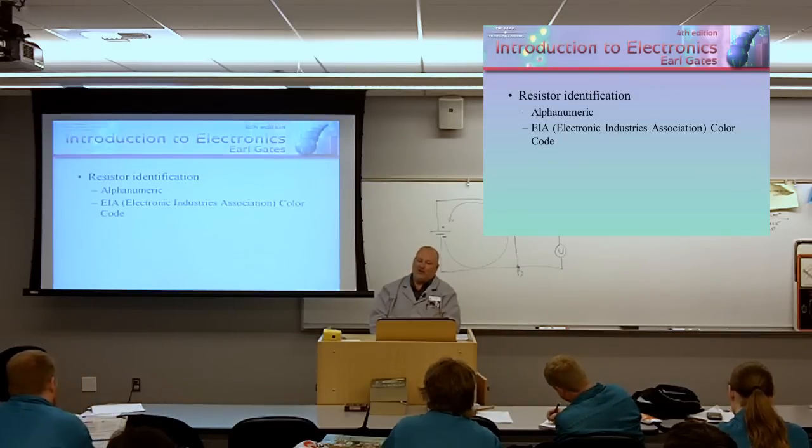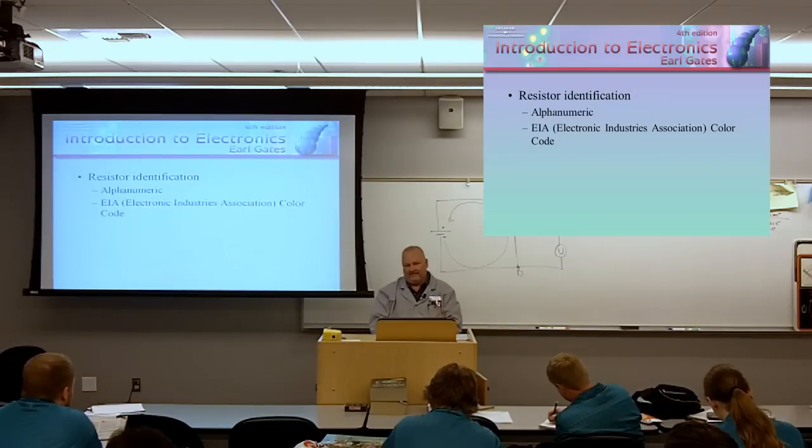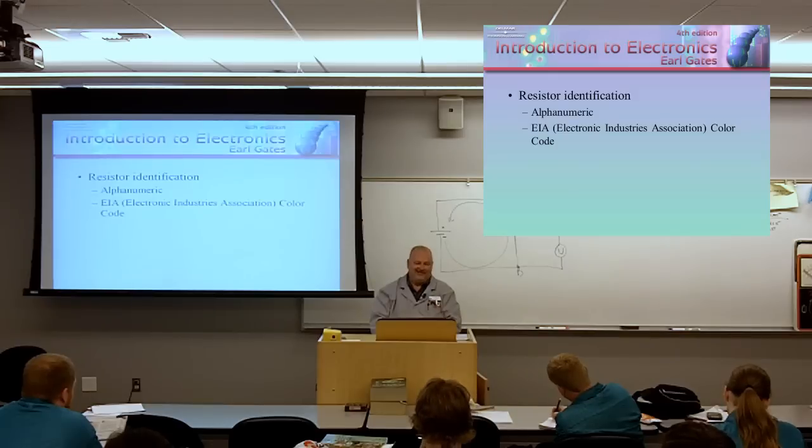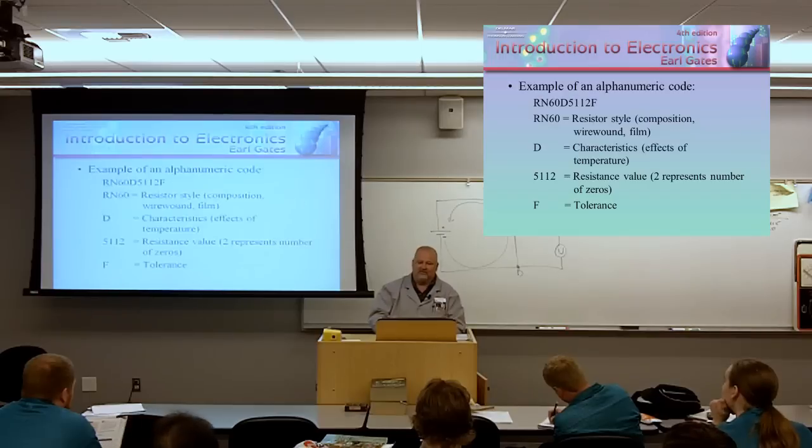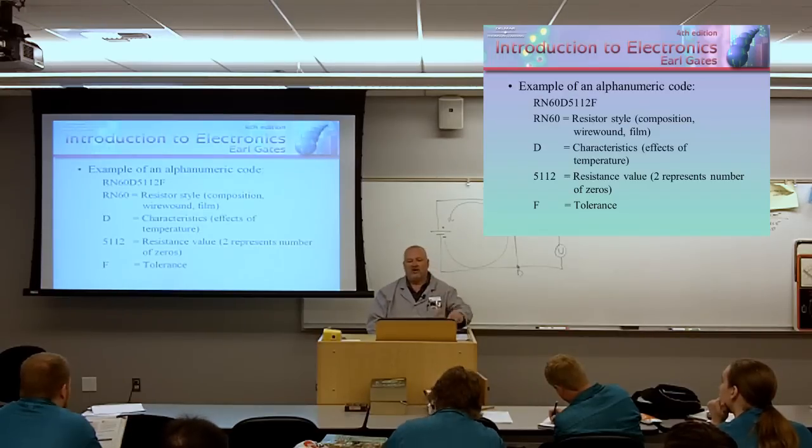Another method that they use is alphanumeric code. And for a lot of these resistors, you're going to have to, like a secret agent, use a decoder ring or a decoder chart to figure out exactly what the code means. The third easiest method is the color code. And of course, you can't have a successful career in electronics unless you understand the color code. First thing we're going to take a look at here is the alphanumeric code.